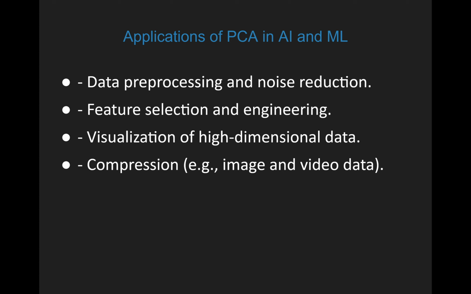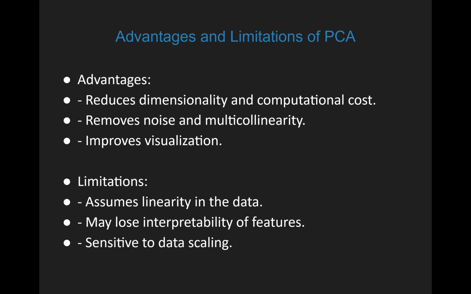And then come advantages and limitations. If we talk about advantages, dimensionality reduction is one of the advantages, where PCA reduces the complexity of high dimensional data, making it easier to analyze and model. Then is noise reduction. By focusing on components with high variance, PCA filters out noise and irrelevant information. Computational efficiency, where the reduced dimensions lead to faster training and inference times for ML models.